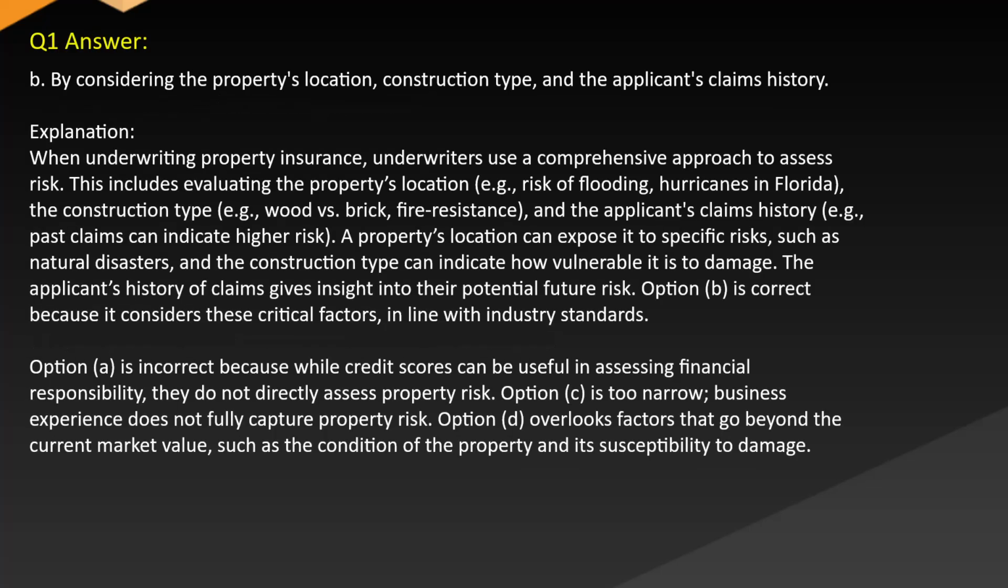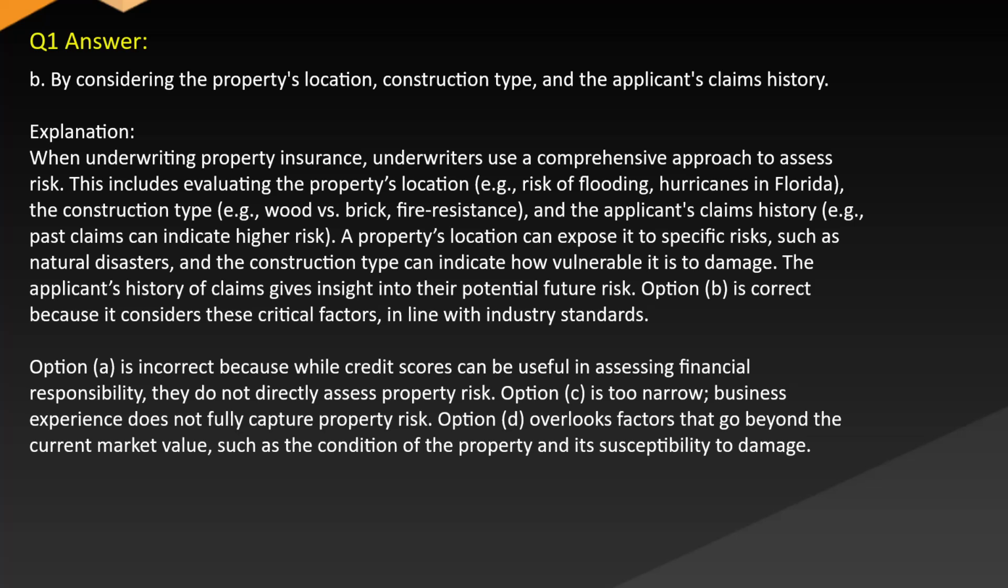Answer B. By considering the property's location, construction type, and the applicant's claims history. Explanation. When underwriting property insurance, underwriters use a comprehensive approach to assess risk. This includes evaluating the property's location, e.g. risk of flooding, hurricanes in Florida, the construction type, e.g. wood versus brick, fire resistance, and the applicant's claims history, e.g. past claims can indicate risk.